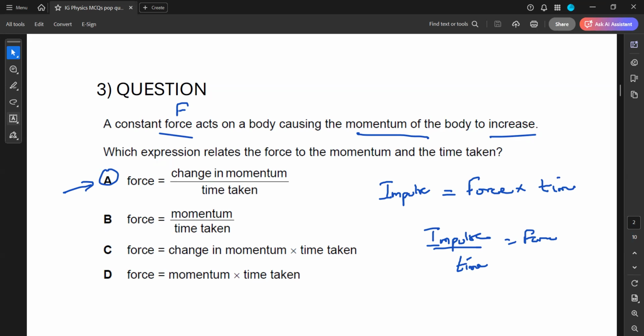So for those who just joined now, the correct answer for question number one was A, and question two was C. And question three is A again.